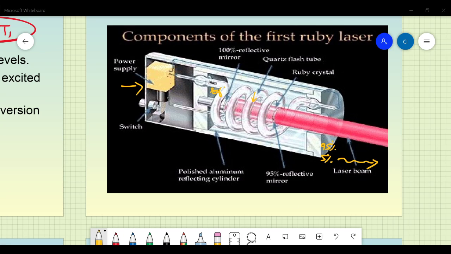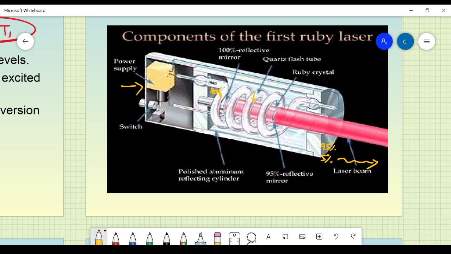If you want to know exactly what the ruby means, it is a pink gemstone. It has the formula Al2O3 doped with Cr, so that is the ruby there. It has a peculiar lattice.